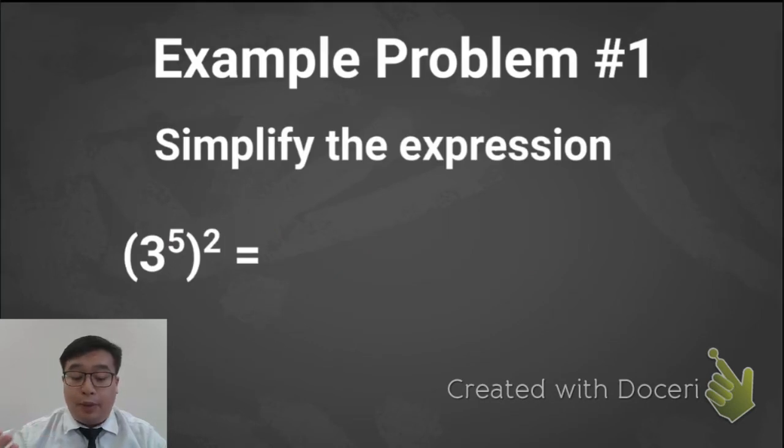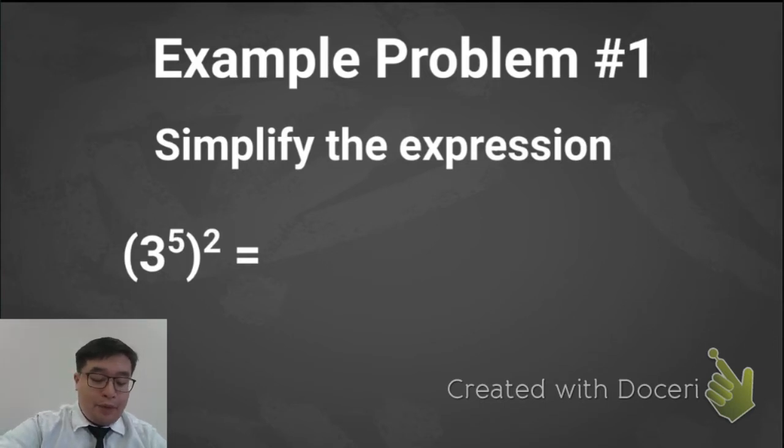So here's example 1. Here I want to simplify this expression. Remember that when we simplify an expression, we want to write it with a single base and a single exponent. So here we have 3 to the 5th power, which we figured out on the last slide. But what happens when we take 3 to the 5th power and raise it to another second power?